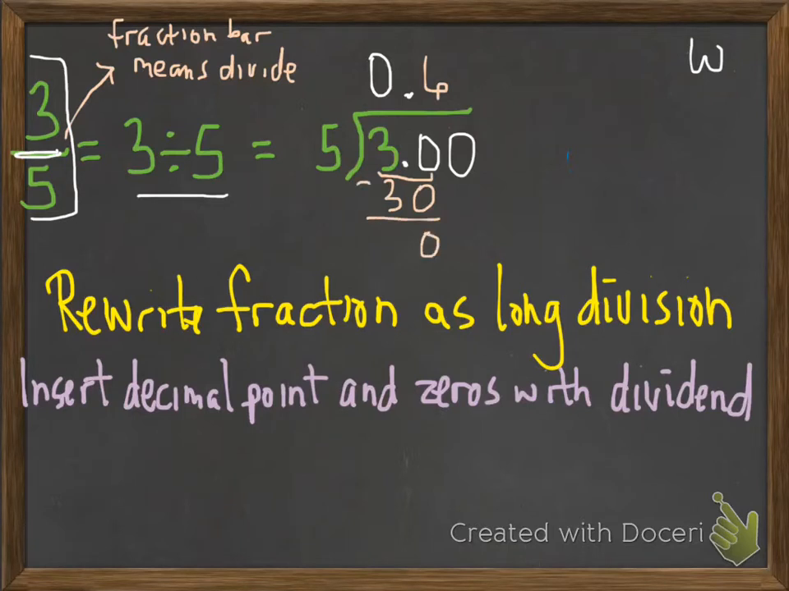You have no remainder. So if you want to put a 0 up there, it's the same thing. Doesn't really matter. So we see that the decimal version of 3/5 is going to be 0.6. Okay. Once you have no remainder, then you can stop doing your division.